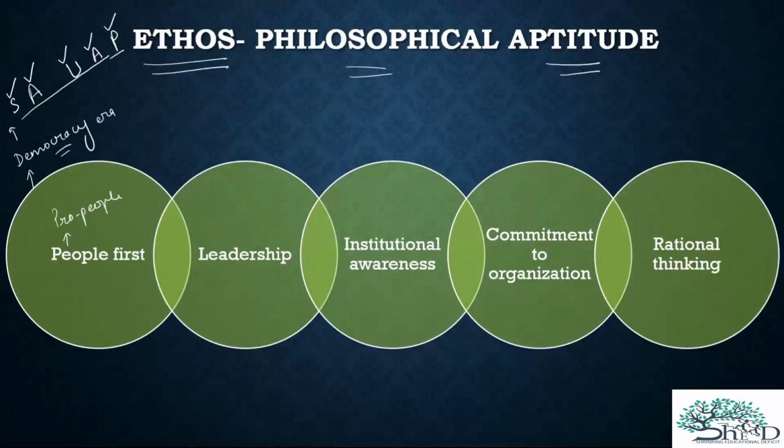Let me say it again: sensitive, anticipate, understand, address, and promote. Sensitive towards their concerns, anticipate their concerns, understand their concerns, address their concerns, and promote their interests. So this is the approach. This is what it actually means to be people first, or pro-people, or people focus, whatever you want to call it. It can come in any way.